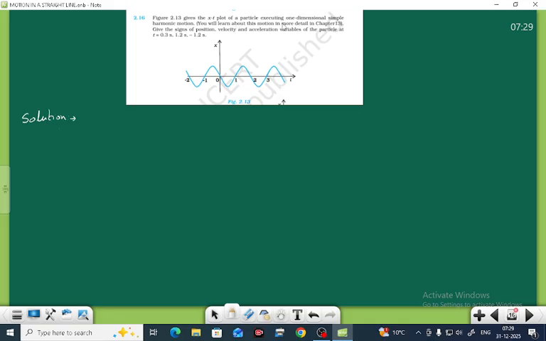The x-t plot of the particle executing one-dimensional simple harmonic motion is given. We have to find the signs of the position, velocity and acceleration variables of the particle at time t equal to 0.3 second, 1.2 second and minus 1.2 second. This is time, this is x. Let us find it here.